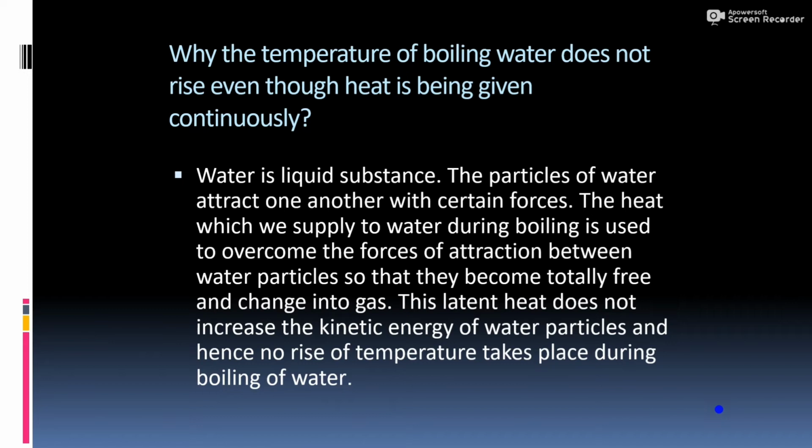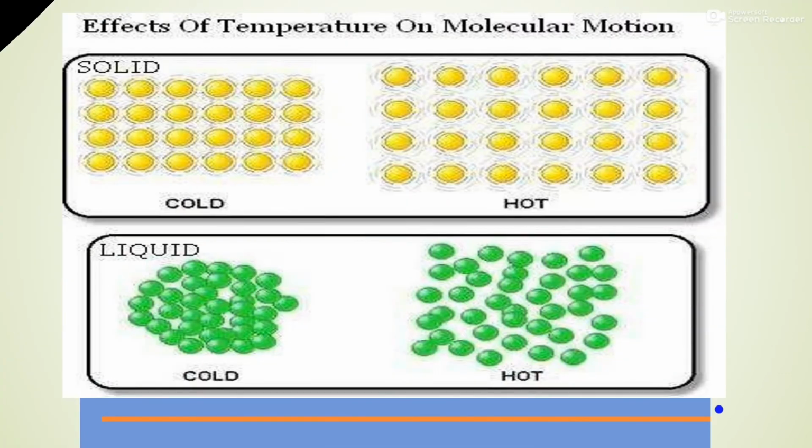Why does the temperature of boiling water not rise even though heat is being given continuously? Because it is also the case of latent heat. Water is a liquid substance. The particles of water attract one another with certain forces. The heat which we supply to water during boiling is used to overcome the forces of attraction between water particles so that they become totally free and change into gas. This latent heat does not increase the kinetic energy of water particles, and hence no rise of temperature takes place during the boiling of water. Only the latent heat is used to change the state.